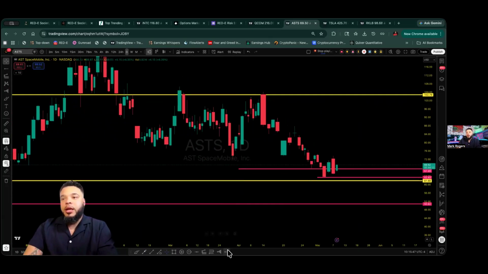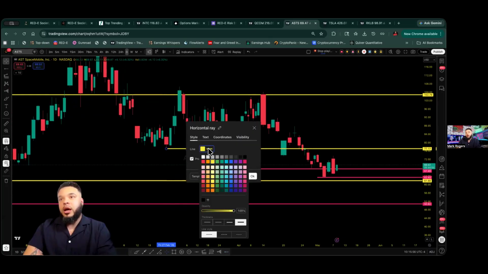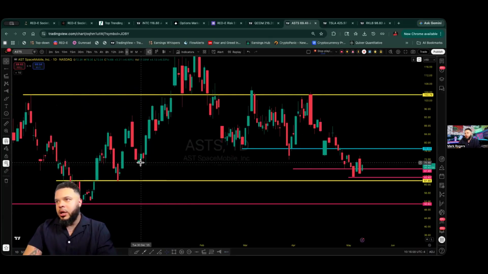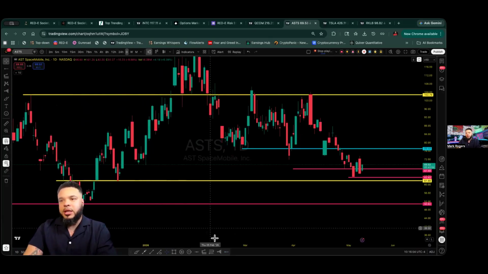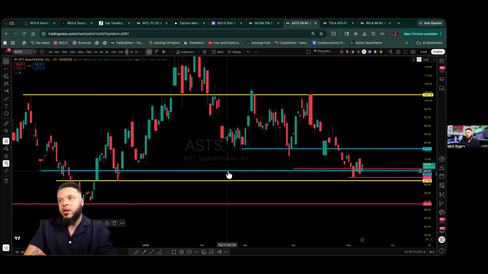I don't want to put too many lines on here, so I only try to keep like two. So here's a key level of consolidation on the daily. I do those in baby blue. And then here's another one that could potentially act as a reject where the current price is at 69.64 intraday. Even looking left here, here's one going back to October 22nd, 25, another key level.